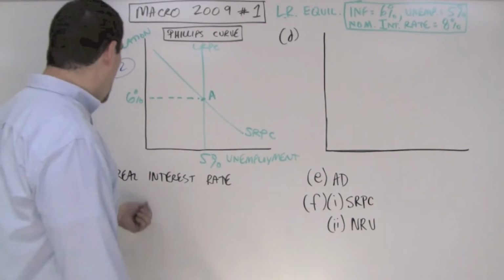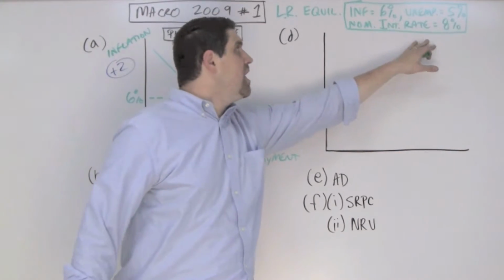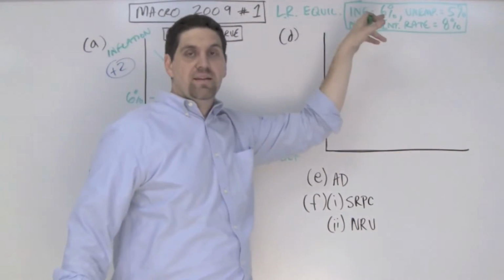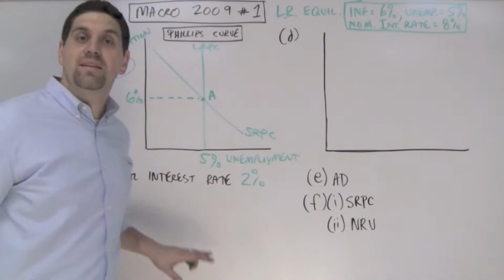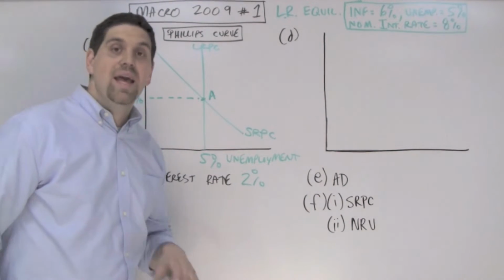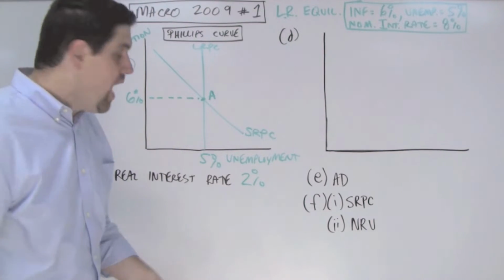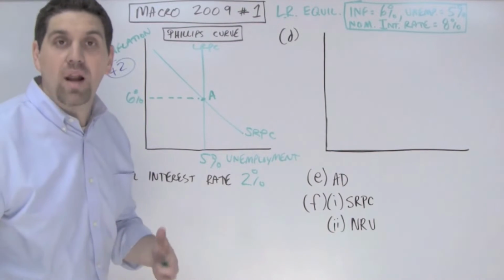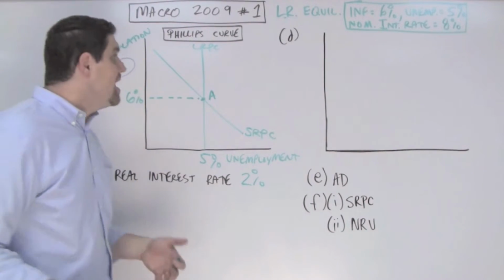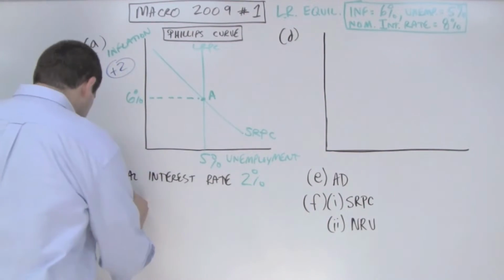In B, it asks you to calculate the real interest rate. If the nominal interest rate is 8%, but inflation is 6%, that means the real interest rate must only be 2%. In C, it starts off with monetary policy. It says the Fed wants to decrease the inflation and get it down to 3%. And what open market operation should they use to make that happen? Open market operations involve buying and selling bonds. In this situation, they want to increase the interest rate, and so they sell bonds.